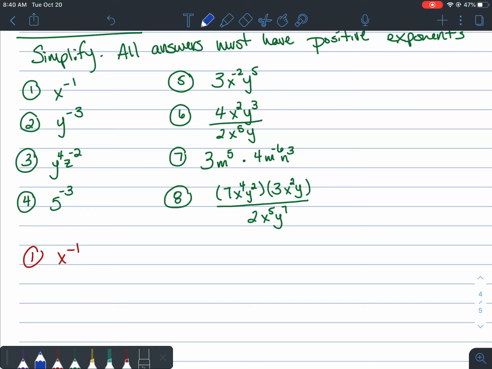So since I see the negative 1, we're going to move it and lose it. We write it as a fraction. We move it to the denominator. And now we're left with 1 over x to the 1, because we lose that negative.